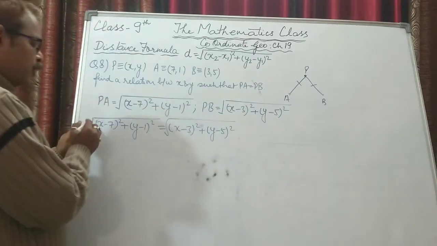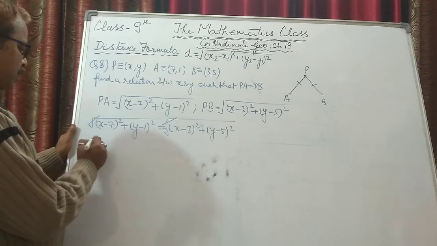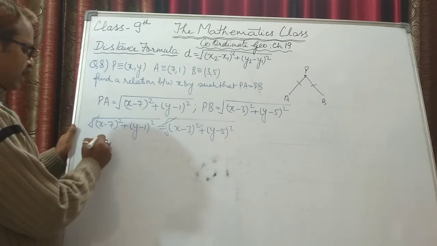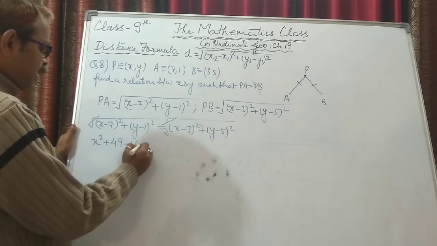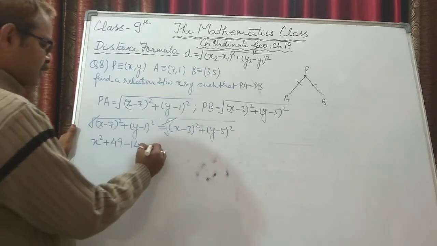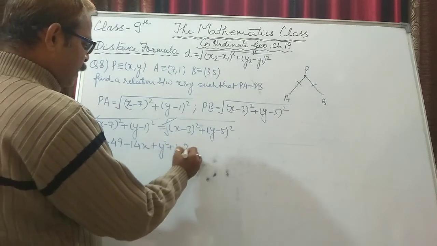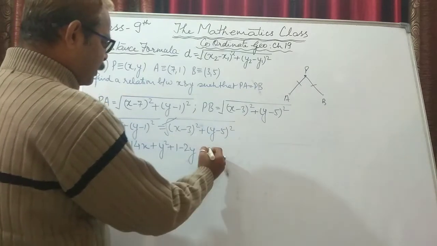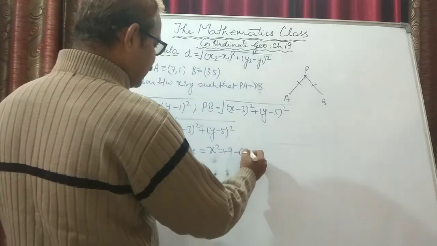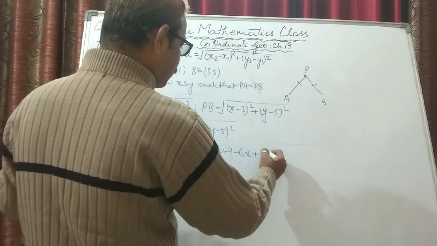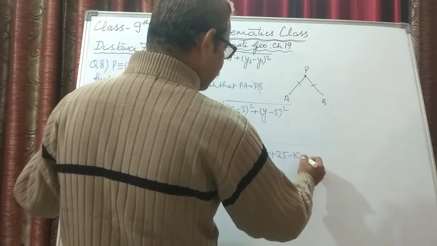Now first of all, how are we going to cancel the roots? Just squaring both the sides. So these roots will cancel. Now we'll open it according to (a minus b) whole square, so a square plus b square minus 2ab: x square plus 49 minus 14x, plus y square plus 1 minus 2y, is equal to, again, x square plus 3 square is 9, minus 6x, plus y square plus 25 minus 10y.